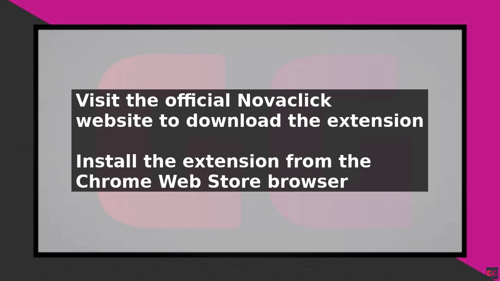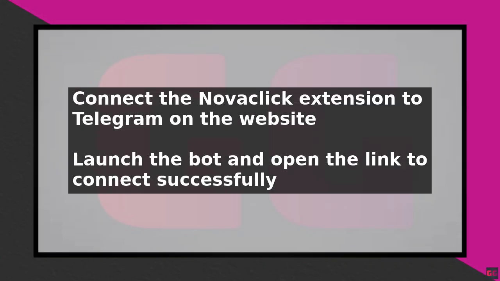Once the extension is installed, return to the Nova website and click the Connect Telegram button. You will then be prompted to start the bot. If you have Telegram installed on your computer, you can proceed directly. Otherwise, you can opt to use the web version.